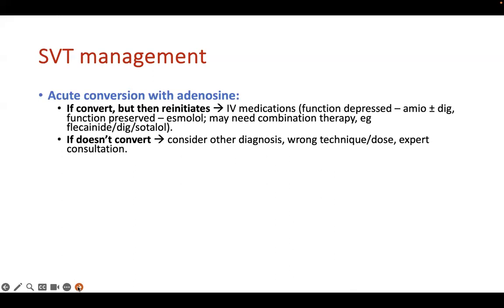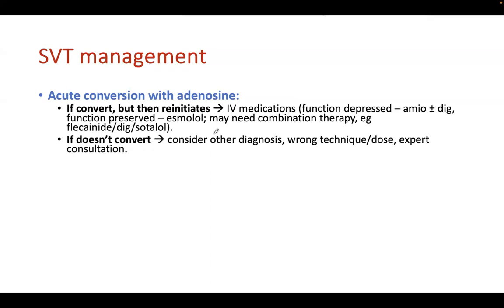So anyways, if it converts but then reinitiates, then this is an SVT, and the patient needs medications to keep the SVT from occurring. So you usually want a medicine that starts quickly, because the patient is in SVT. So you want to do IV medication immediately.